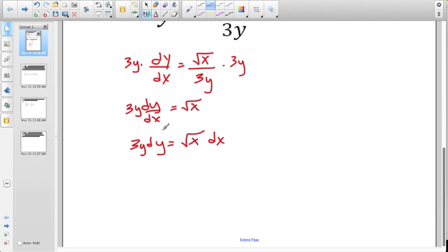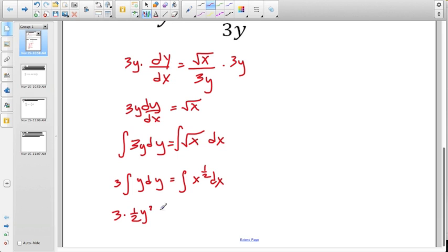Once we've separated the variables, then we can go ahead and go through our integration process. So really what we're doing is we're integrating y dy, and we're integrating x to the half power dx. Integrating y gets us 1/2 y squared. Integrating x to the half power gets us 2/3 x to the 3/2 power.